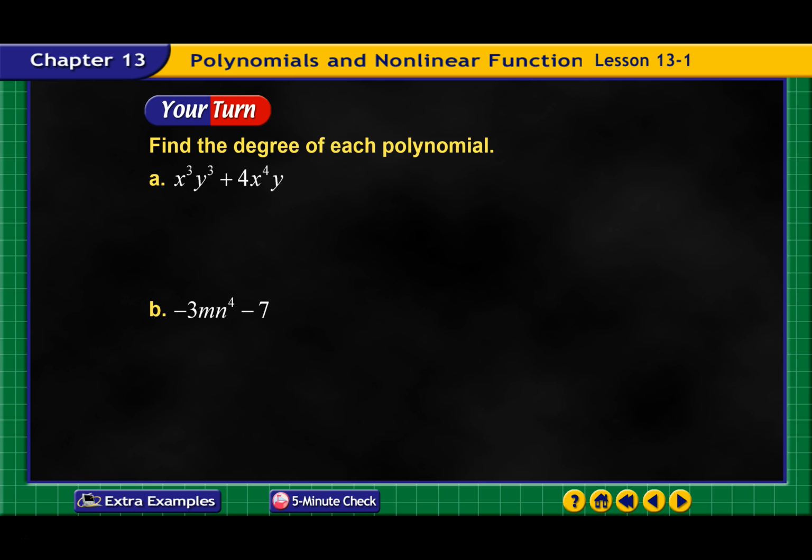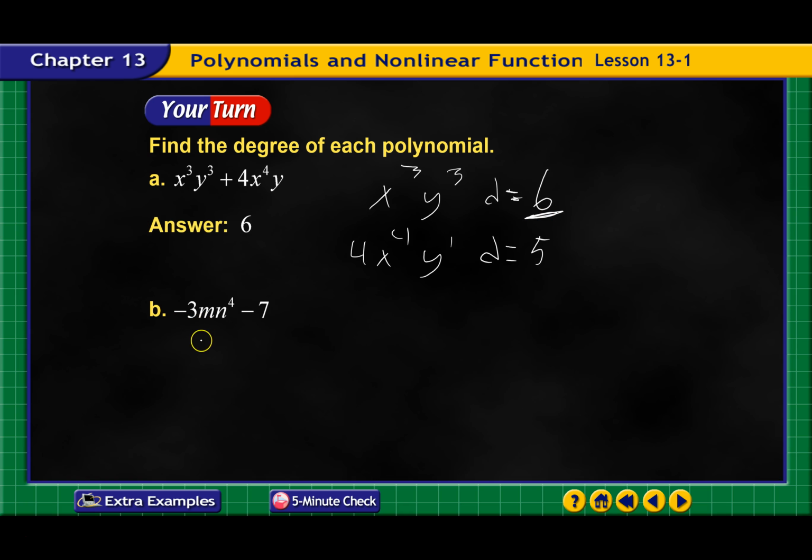All right, pause this one, give it a shot. All right, so we look at this top one here. I've got x cubed, y cubed. So that's going to have a degree of 6. I'm just going to put degree equals, and then 4x to the 4th and y. 4 and 1 would be degree equals 5. So the highest degree I have is 6.